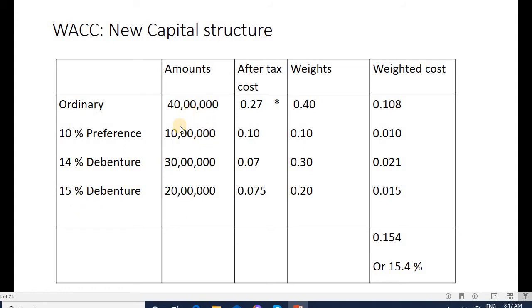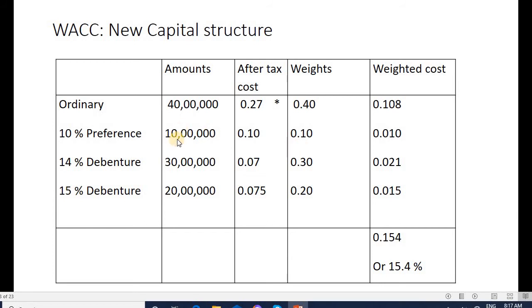So by taking the existing data and adding this additional capital, we need to calculate again the new weighted average cost of capital. So after tax cost we need to calculate, this calculation is here, but 10% preference again 0.10, 14% debenture, after taking the tax rate it becomes 0.07, 15% debenture it becomes 0.075, that is 15% into 1 minus T, that is 0.075.